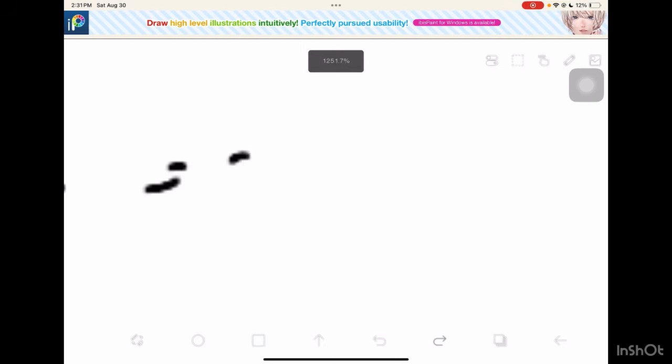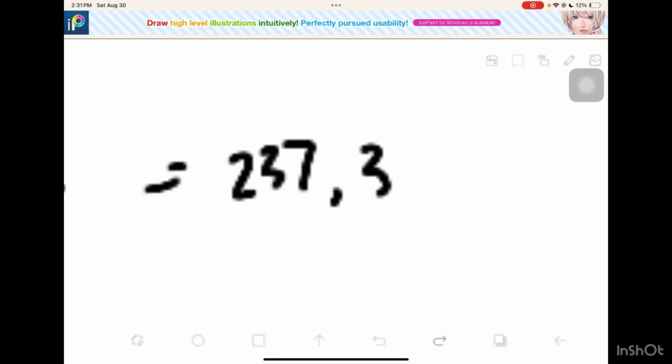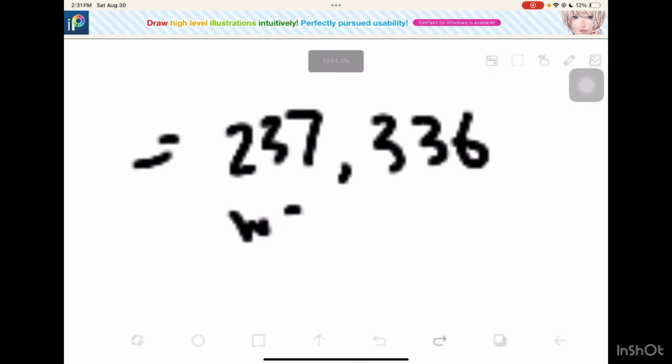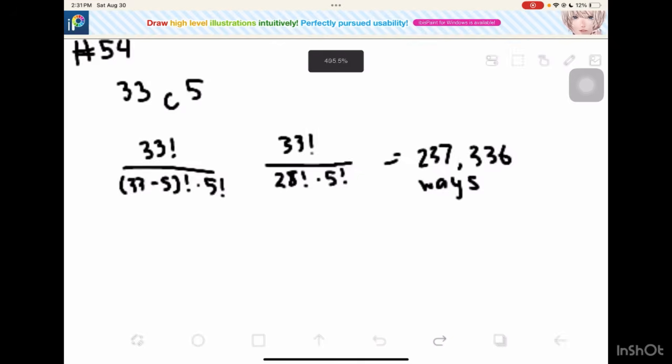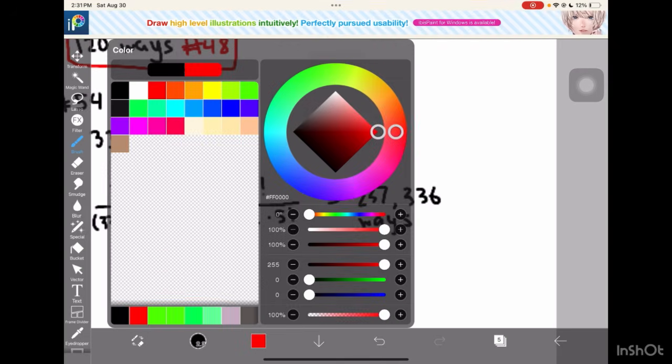237,336 ways, which is actually expected because we're dealing with quite large factorials. So that's our answer for number 54.